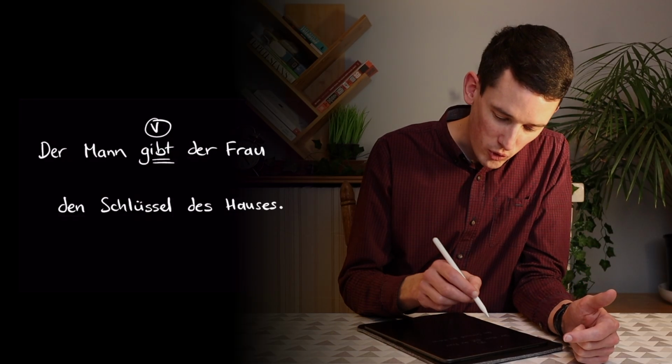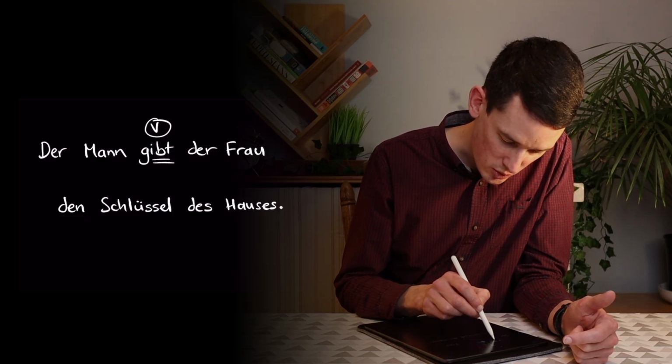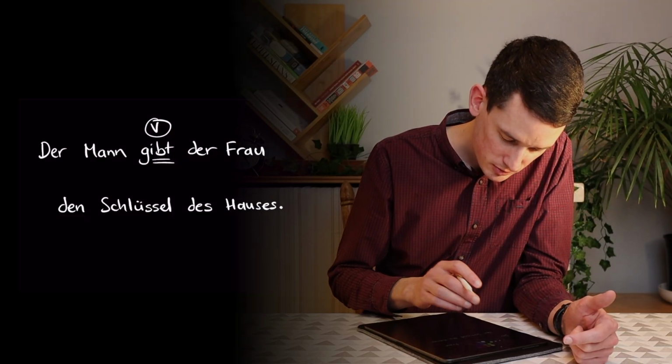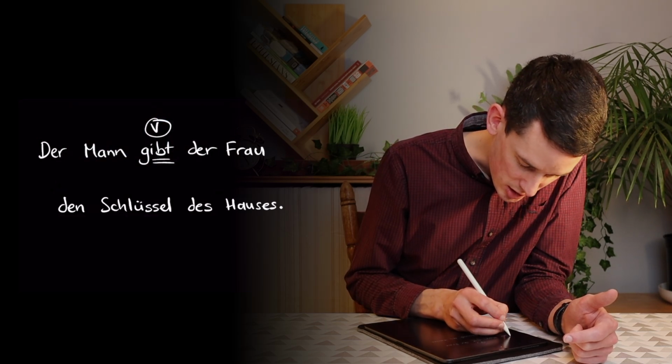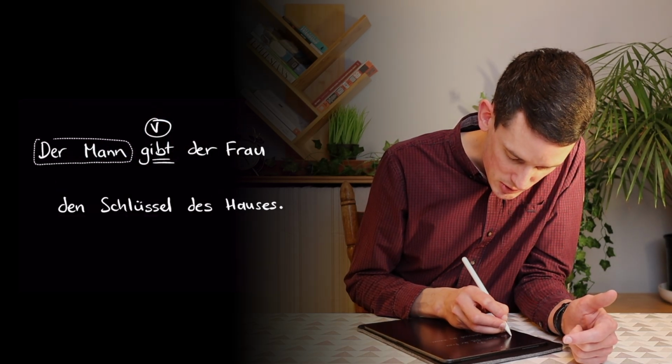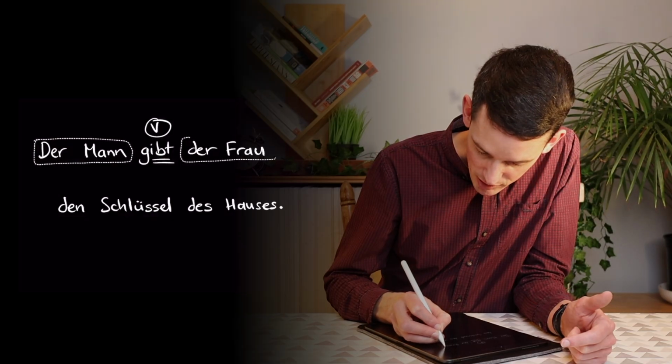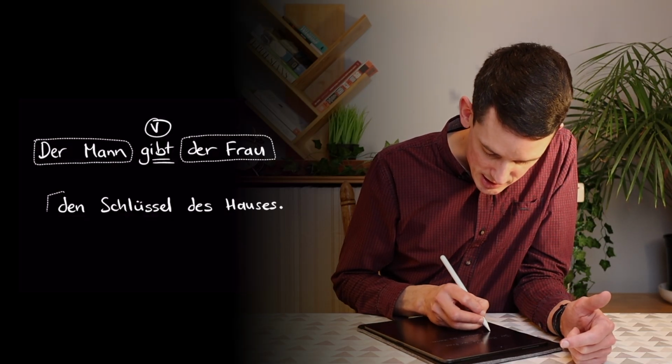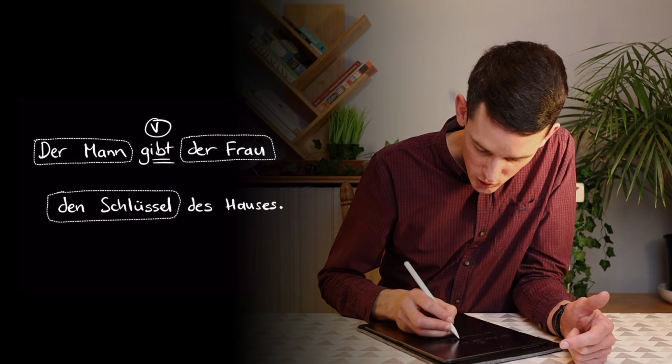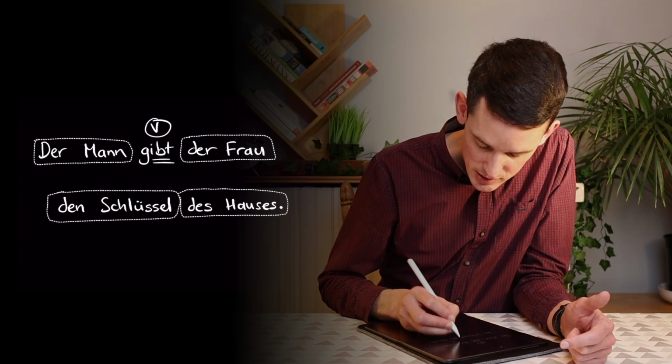Now we want to look at the 4 different nouns in the sentence. So when we look here, we can see that there are 4 nouns, and let's circle them. So the first one is der Mann, that's one noun. The second is der Frau. The third is den Schlüssel, and the fourth is des Hauses.